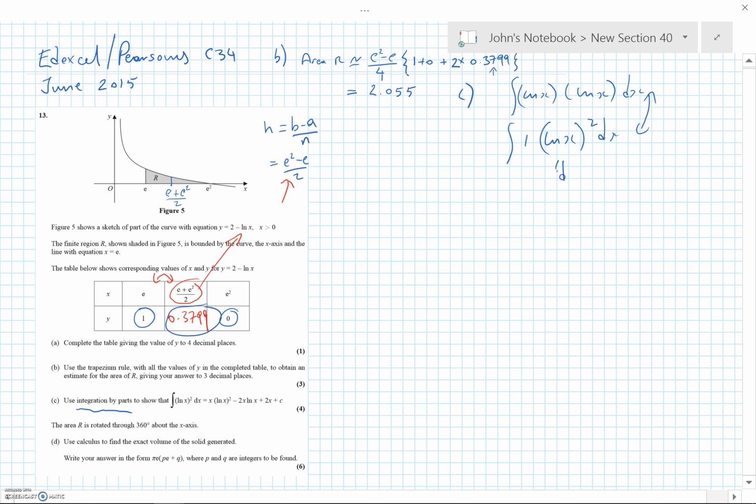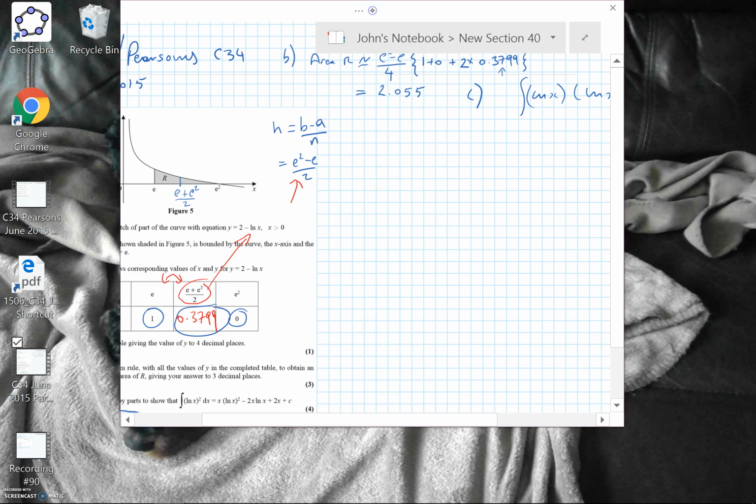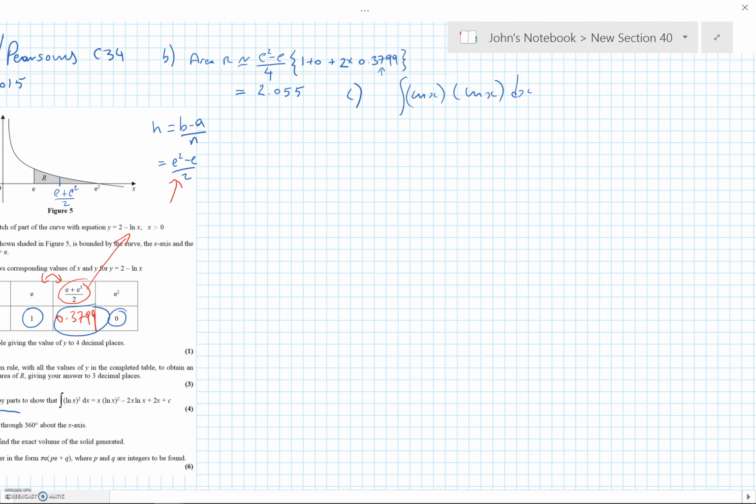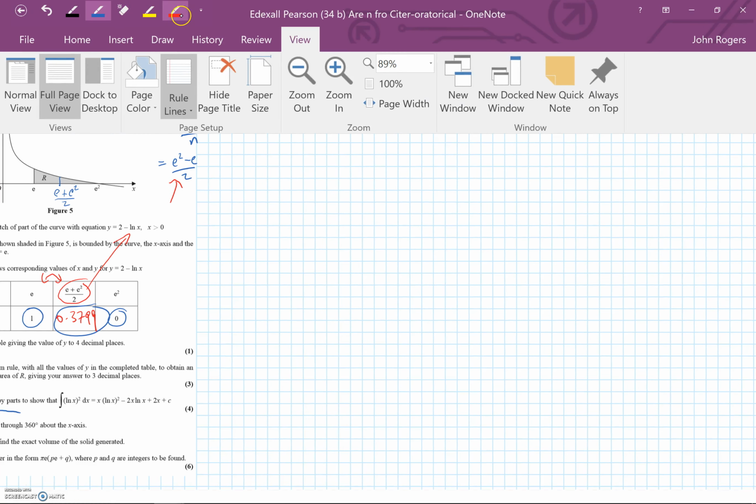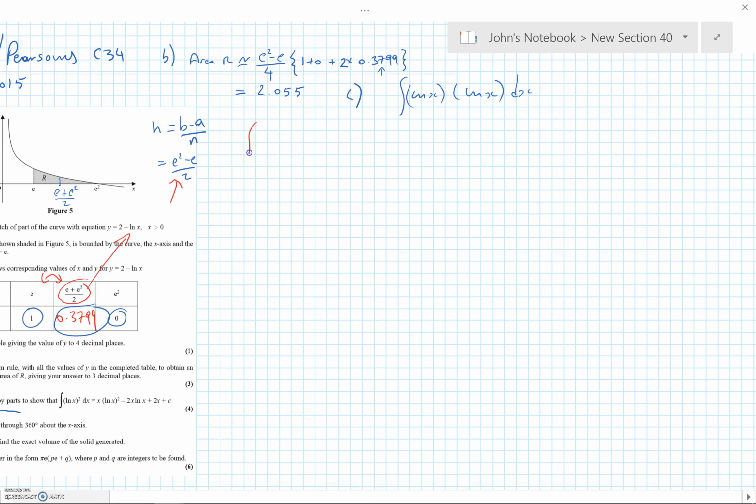If you do this, you need to be careful that you use the chain rule correctly when you differentiate this. I'm going to stick with what the majority of students have done here, which is to call it ln x times ln x. But in order to do that, I might put this back into a different colour, into red. We need to be able to integrate ln x.